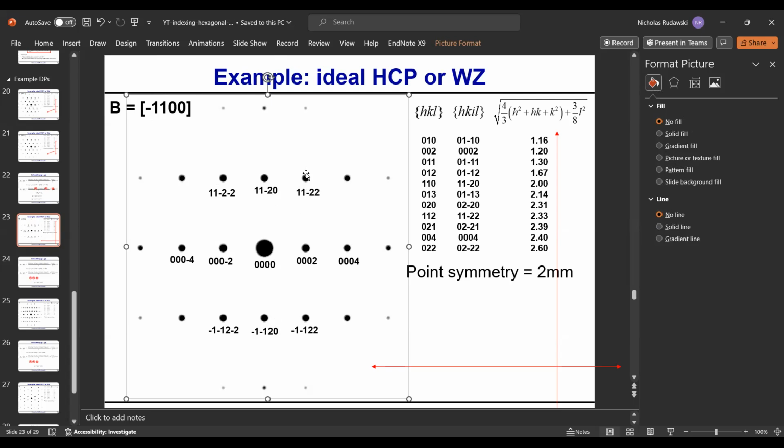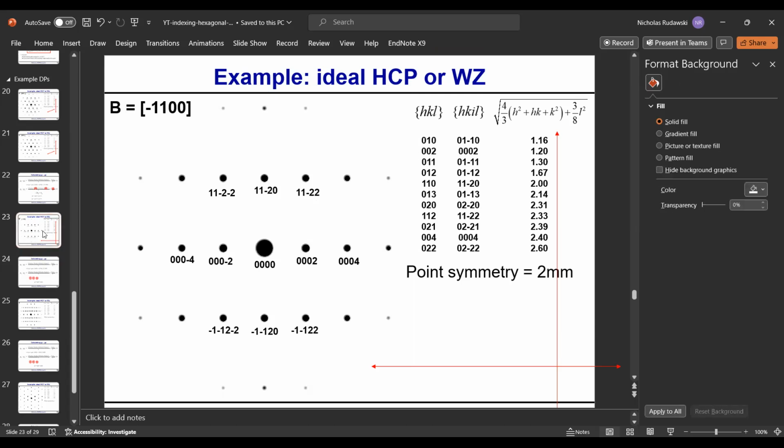Again, as we see, these spots are all equidistant. They're all in the same family, the 1 1 2 bar 2 family. Again, the constraint is that the third index has to be equal to the opposite of the sum of the first two. All right, so let me go ahead and copy this and paste it.